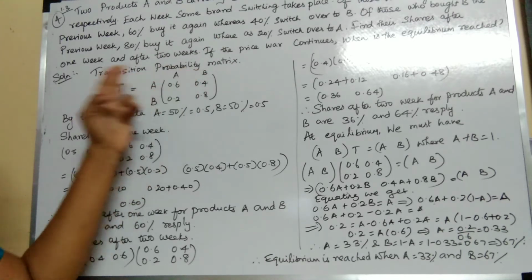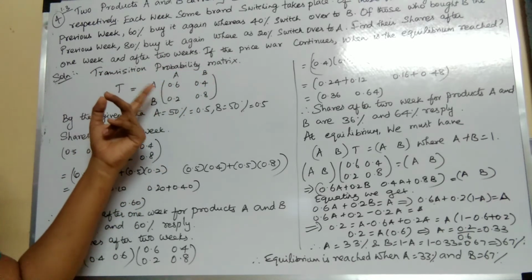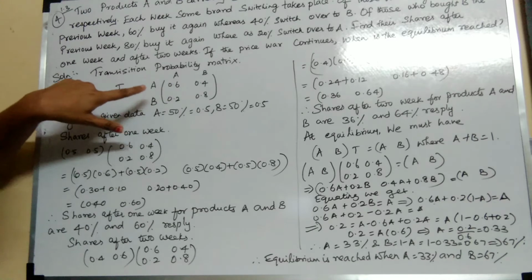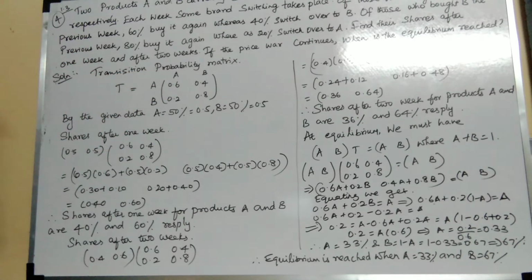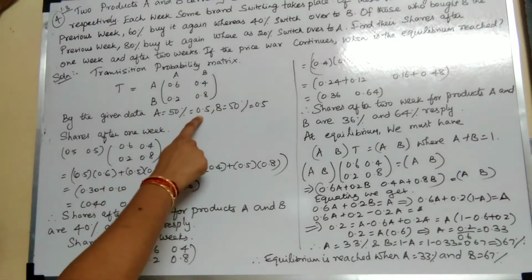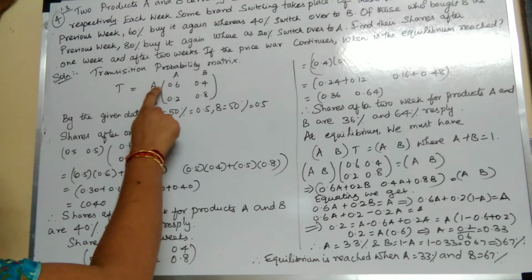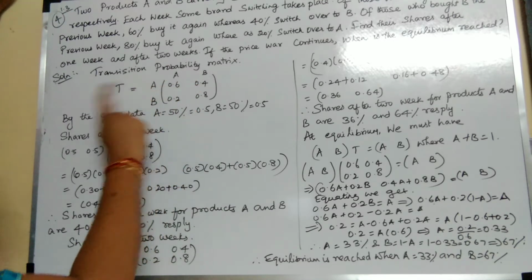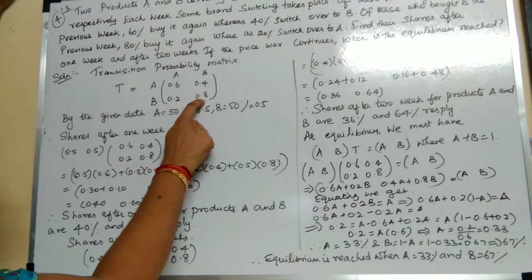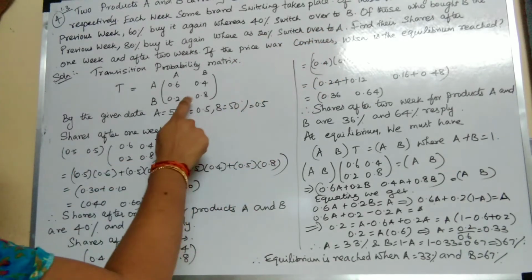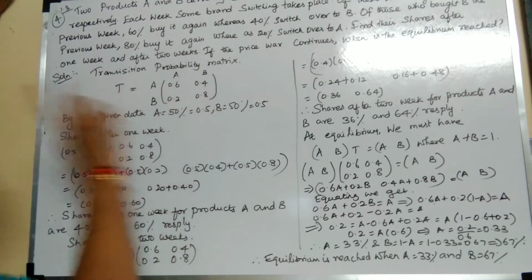So we are going to use it as the transition probability. What is the transition probability? The sum of the values in each row should be 1. You write the probabilities in matrix form, which is the transition probability matrix. With products A and B, the shares are 50% each, that is 0.5. Previously it was 0.6 share for A and the remaining 0.4 for B. Similarly, 0.8 buy B again and 0.2 switch to A.